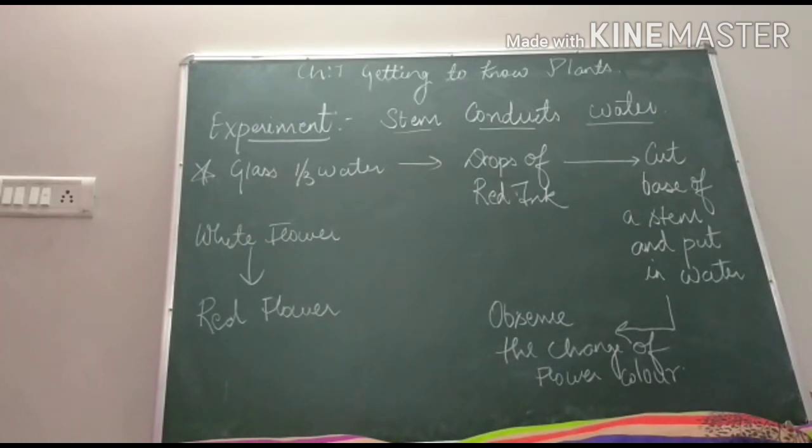वंस अगेन लेट्स रिवाइज द एक्सपेरिमेंट. नंबर वन, we need to take a glass and fill it with 1/3 of water. ग्लास लिया, ग्लास में 1/3 वाटर फिल करना है. वाटर फिल करने के बाद हमें उसमें क्या करना है? कुछ ड्रॉप्स डालनी है रेड इंक की. यू नीड टू टेक अ रेड इंक और उस रेड इंक की कुछ ड्रॉप्स हम वाटर में डालेंगे. अब जब हमने रेड इंक की ड्रॉप्स वाटर में डाल दी तो अब क्या हुआ? वाटर का कलर रेड हो गया.